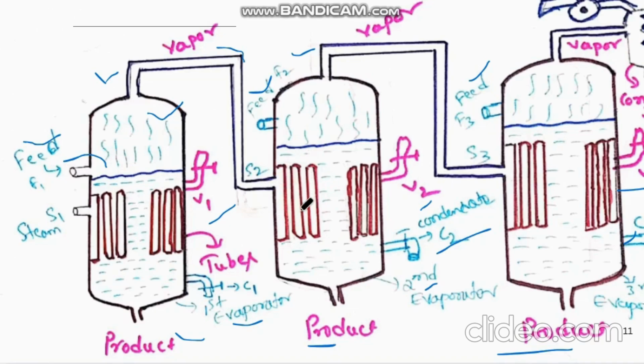is connected to these tubes, that is the calandria, and these tubes receive the heat from the vapors and get heated up, and this heat is transferred to the sample or the feed, and this sample starts vaporizing, and these vapors are again sent to the third evaporator, and the same process repeats here also.